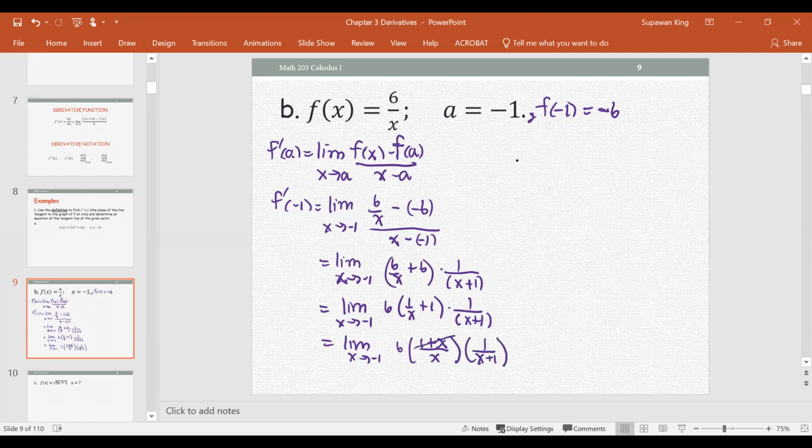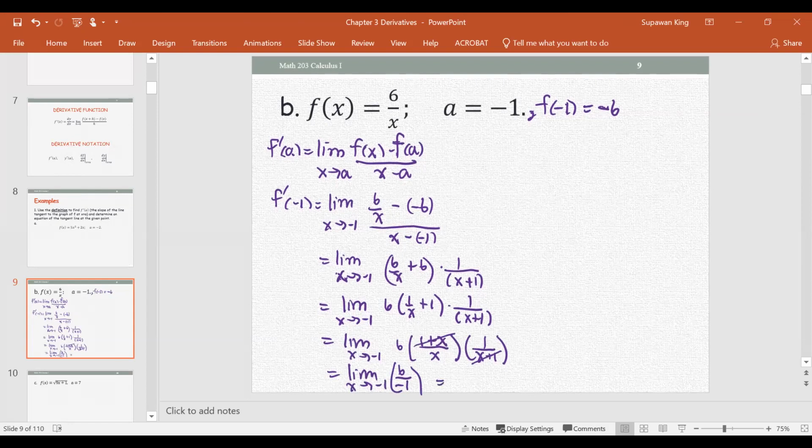As you see, x plus 1 and 1 plus x will be cancelled. Therefore, we are going to find the limit of 6 over -1 as x approaches -1. This is a constant, so the limit as x approaches -1 will become -6.